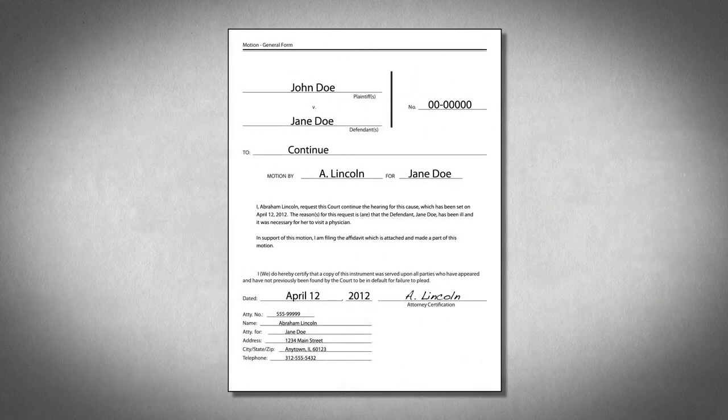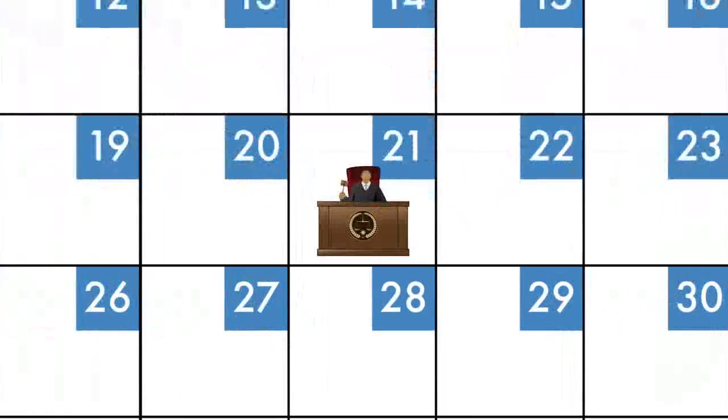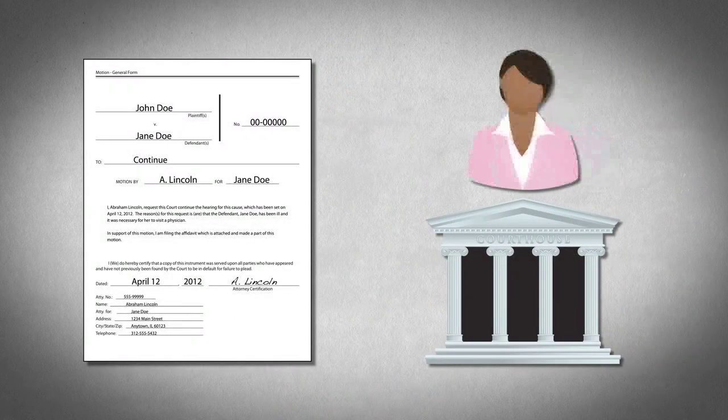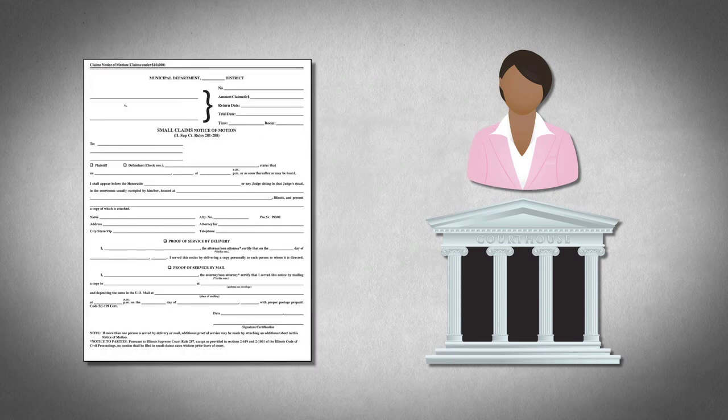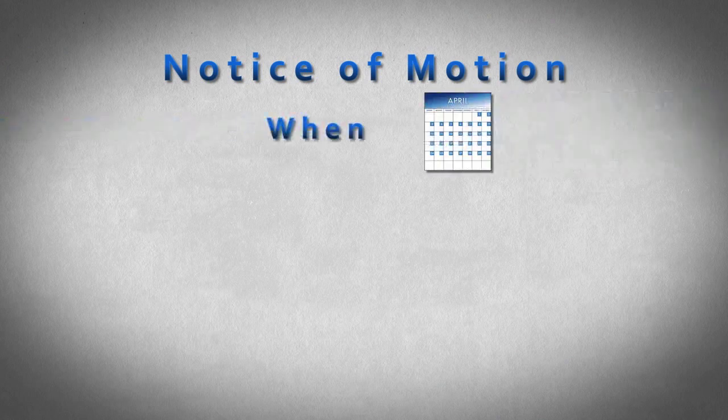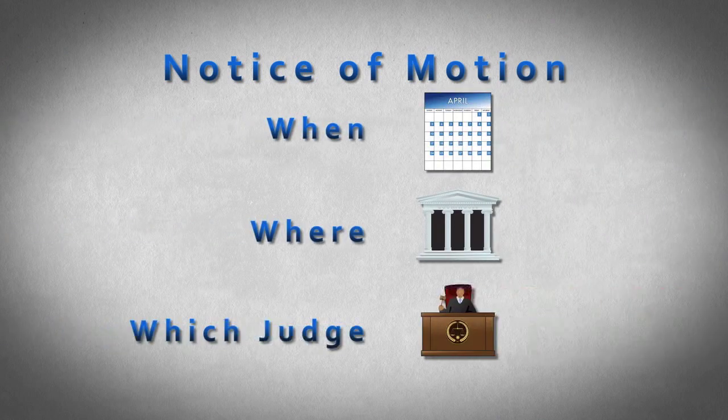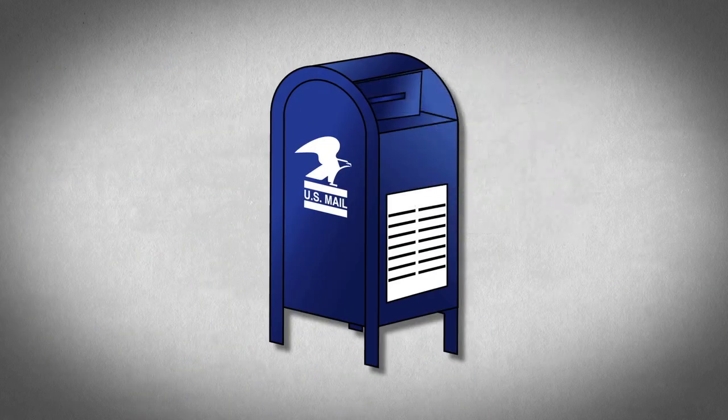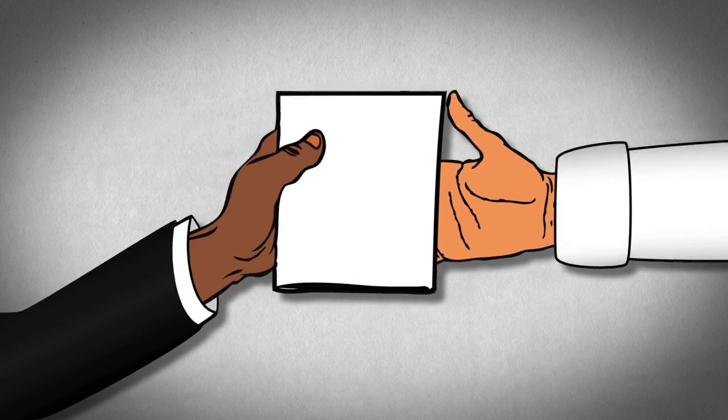After you prepare your motion, you must choose a court date for it to be heard by a judge. The clerk's office can help you pick that date. Keep in mind that you must give the other side enough time to prepare for the court date. Next, file your motion with the court and notify the other side by sending the motion and a notice of motion. A notice of motion must tell the other side when, where, and which judge will hear your motion. You can mail your motion and notice of motion to the other side or give it to them personally.